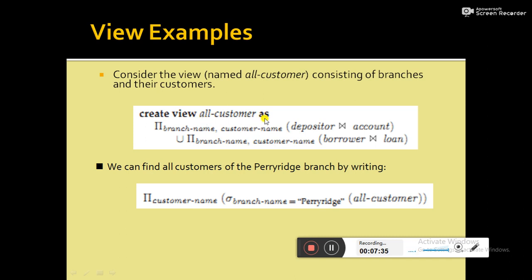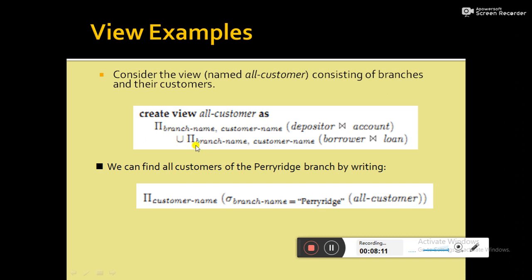How to define the view? Using this relational algebra query, we are going to define the view all customer. Now, pi branch name, customer name of depositor natural join account, as I have already explained the natural join operation in my previous lecture. Depositor natural join account means this operation will combine the information from depositor and account, and it contains those customers who have an account. From that, we are only selecting branch name and customer name.